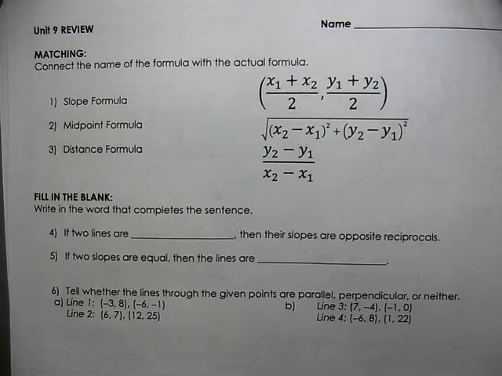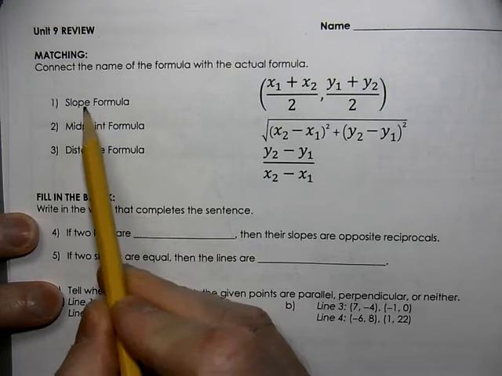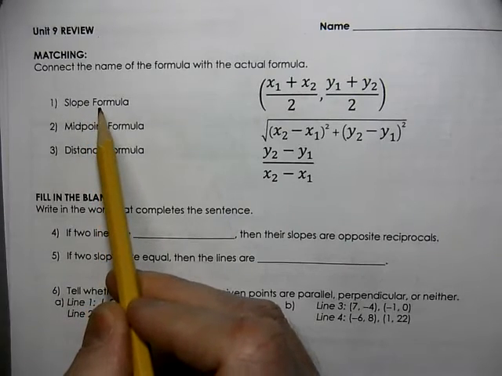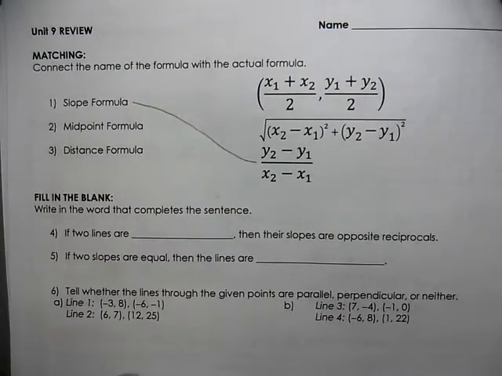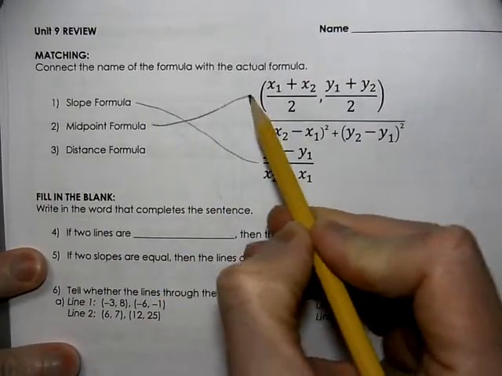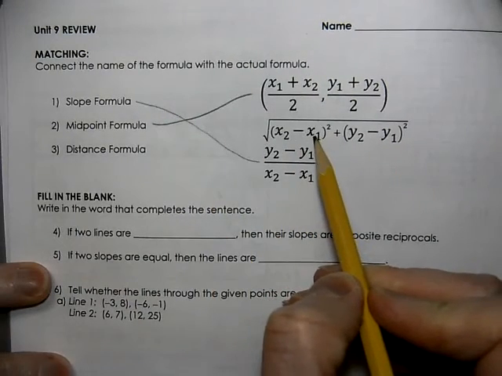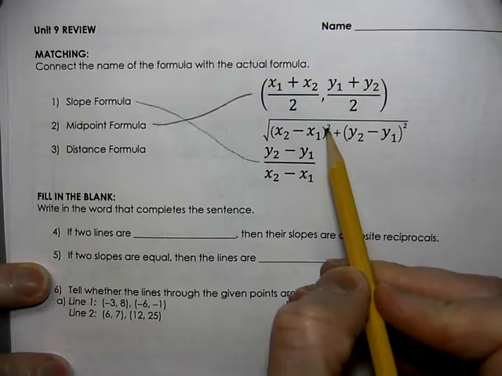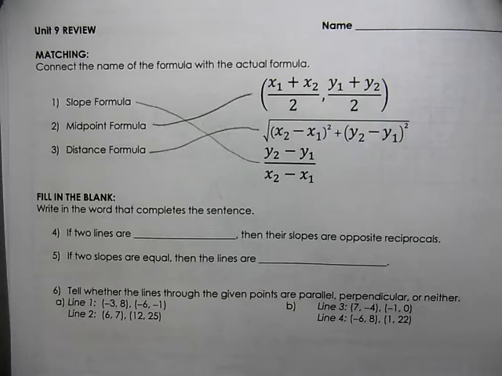This is Geometry Unit 9, working on the review. We're looking for the slope formula. The slope formula is the change in y over the change in x. That would be that formula. The midpoint is the average of the x's and the average of the y's. And the distance formula, very similar to the Pythagorean theorem: (x2 minus x1) quantity squared plus (y2 minus y1) quantity squared. So there's our matching.